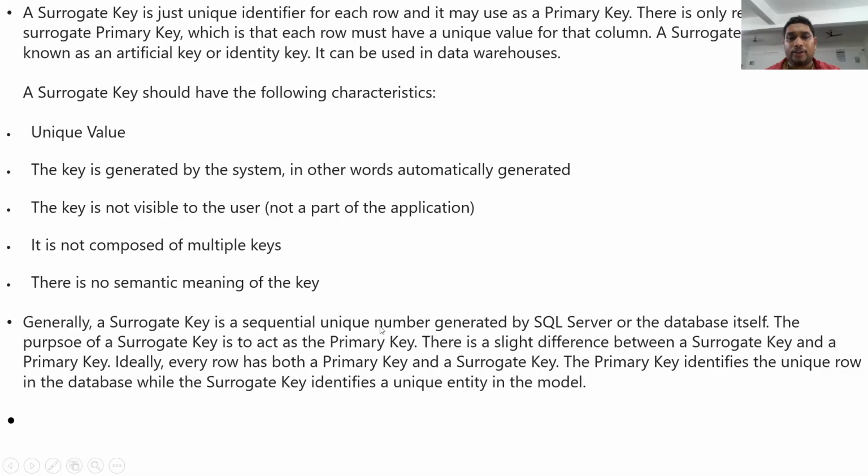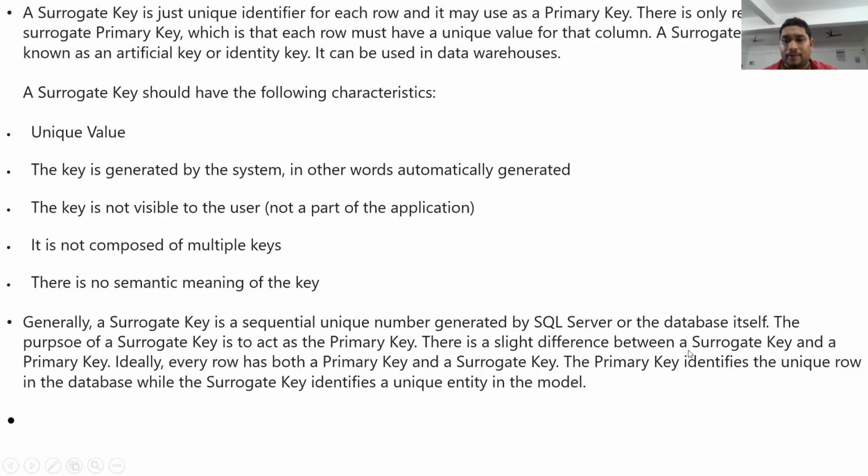Generally, a surrogate key is a sequential unique number generated by the SQL server or the database itself. Okay. One of the best examples of a surrogate key is the transaction of a payment in a shopping mall. If you are purchasing something in a shopping mall and paying the bill, automatically you will get an ID. That ID is generated by the system. That unique identifier number, the transaction number on your payment receipt, acts as a surrogate key. I hope you understand the concept of surrogate key.